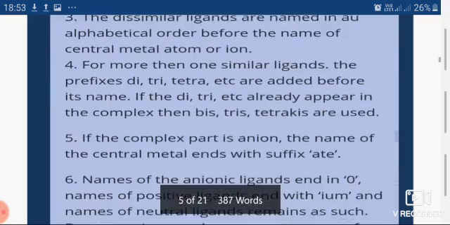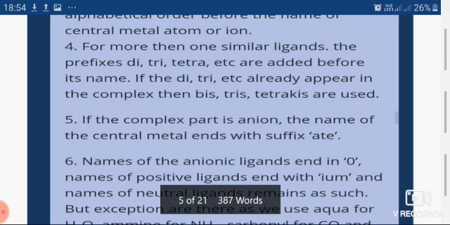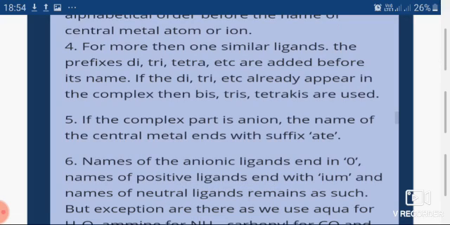Then, for more than one similar ligand, the prefixes di, tri, tetra, etc. are added before its name. If the di, tri, etc. already appear in the complex, then bis, tris, tetrakis are used.